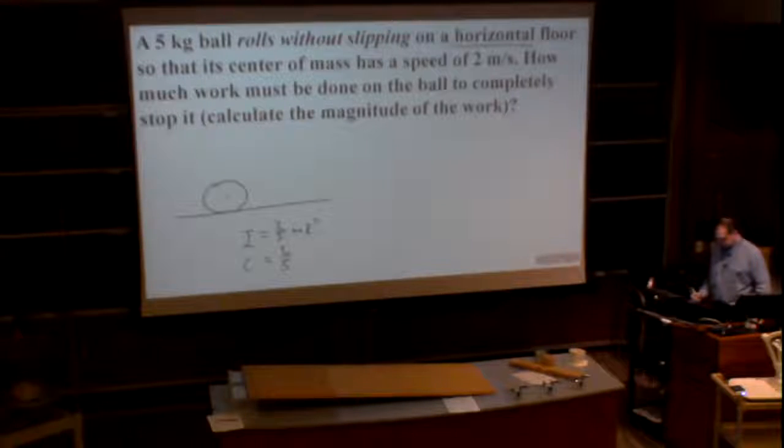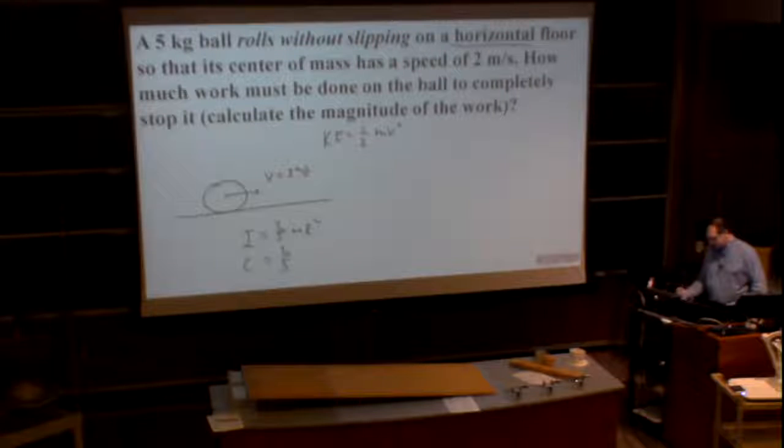And the center of mass of this object travels at 2 meters per second relative to the ground. So we know that we could calculate the kinetic energy, which should be equal to 1/2 mv squared, where v represents the velocity of the center of mass relative to the ground, plus 1/2 I omega squared.